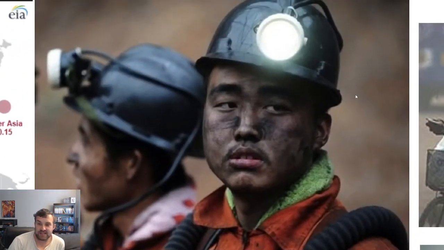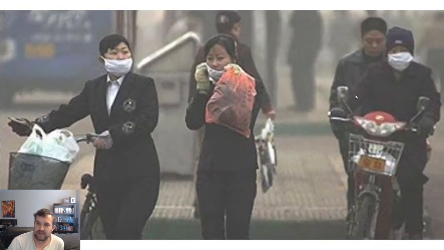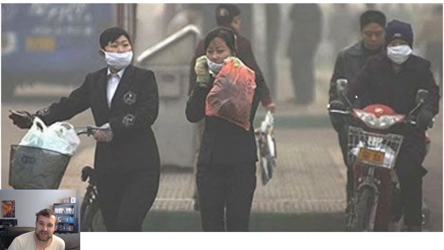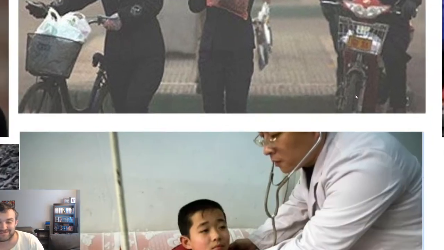Okay, here's some Chinese people living the coal life. Here they are just mining coal, and there's people trying to walk through a city trying to breathe. You think that with these masks, you're like, oh, Mr. Brown, those masks are because this picture was taken in 2020. It's like, no, this picture was taken in 2008. Okay, it's just hard to breathe over there.